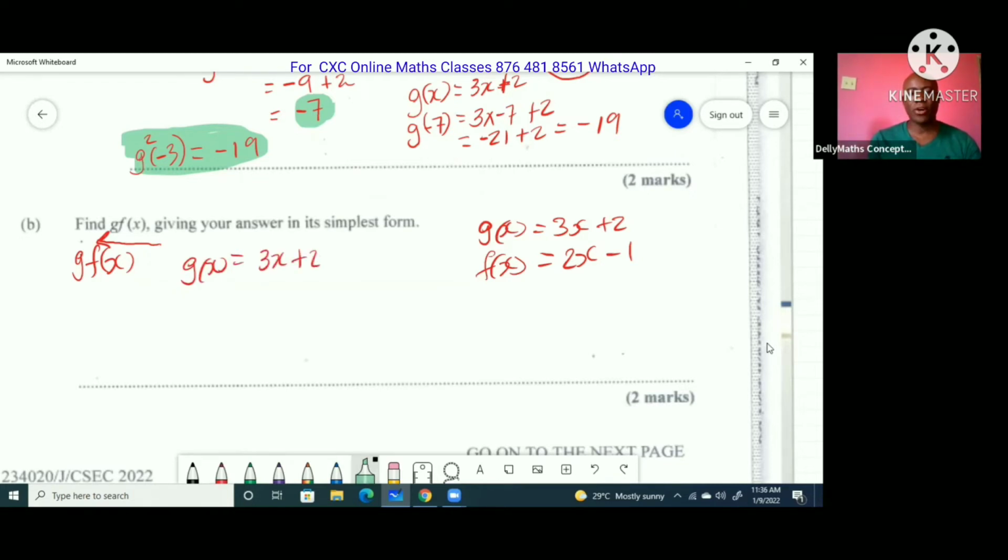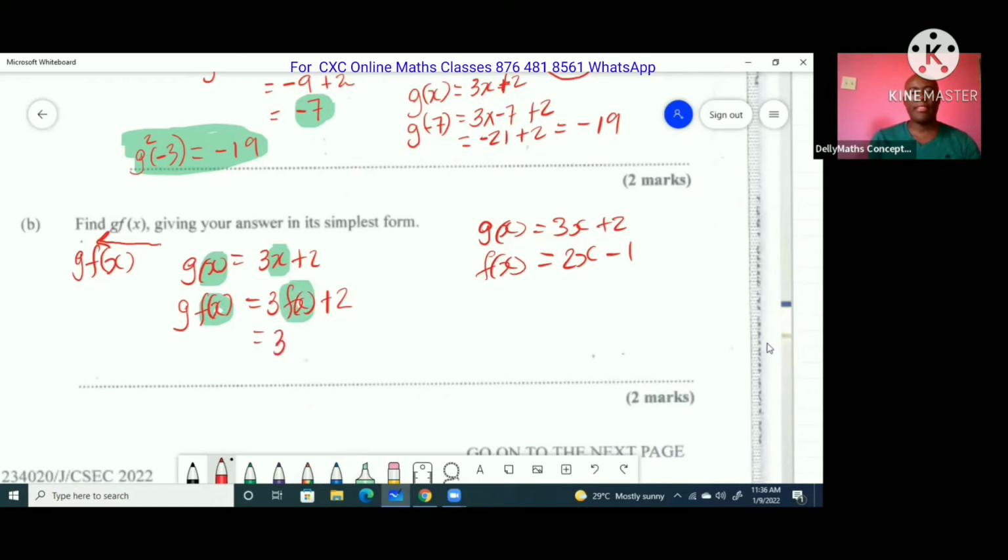And then having the g function, I am going to insert f wherever the x is in the g function. So then I'll have g of f of x, which is equal to 3 times f of x plus 2. Definitely you're seeing where we're putting in the f function in the g function. Let us just finalize what we have.